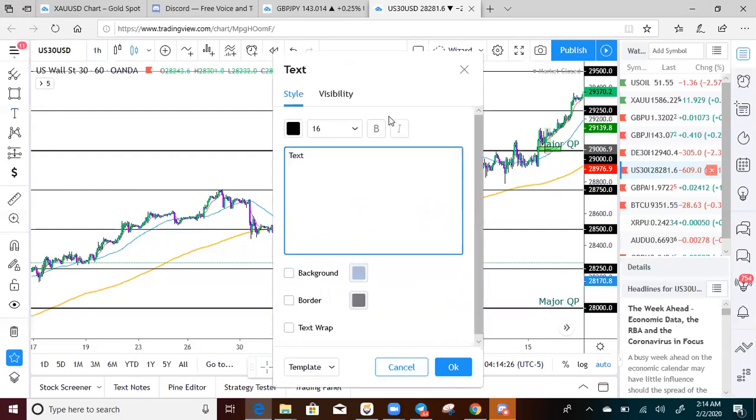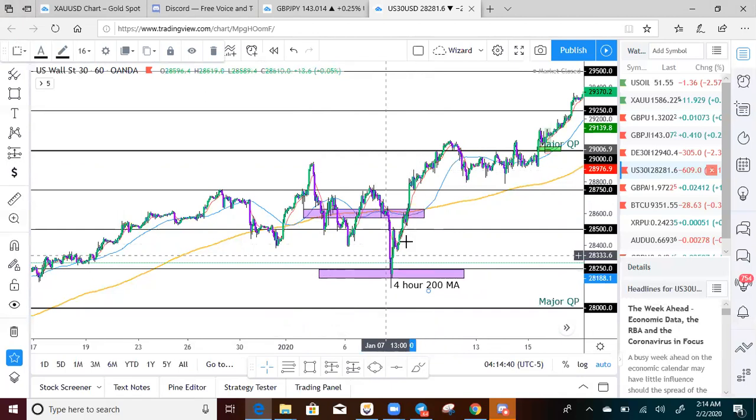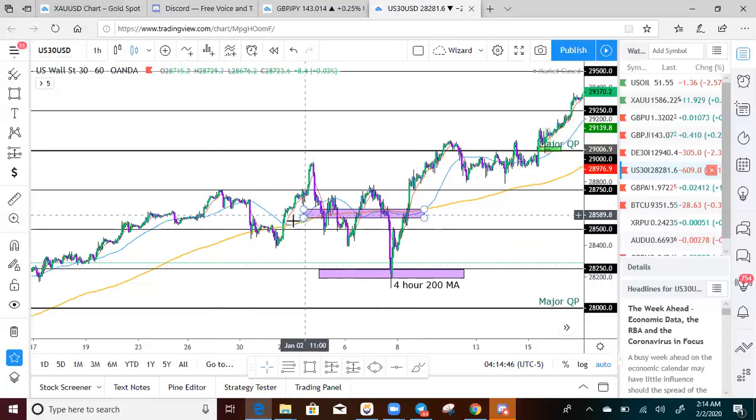Our 4 hour 200 MA is sitting essentially below price. So price is above the 4 hour 200 moving average. Above this moving average, we want to be looking for buys. Now we know on our hour time frame, we have price trading into this moving average.